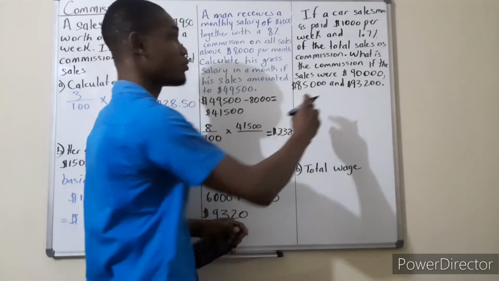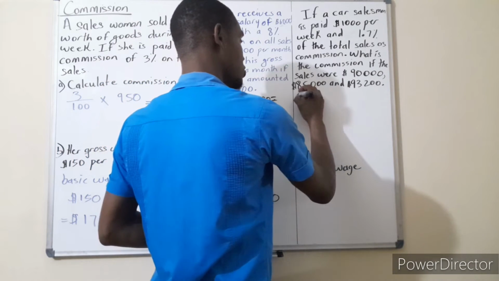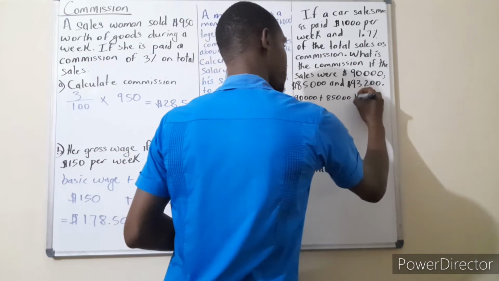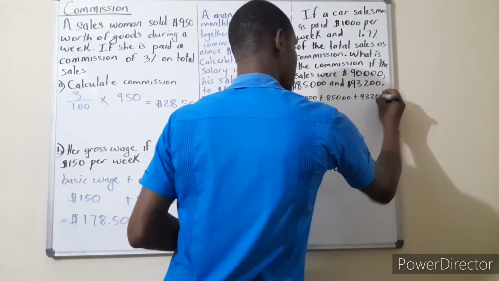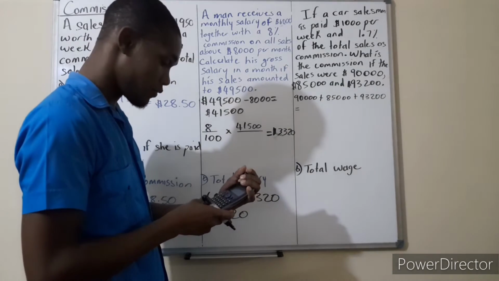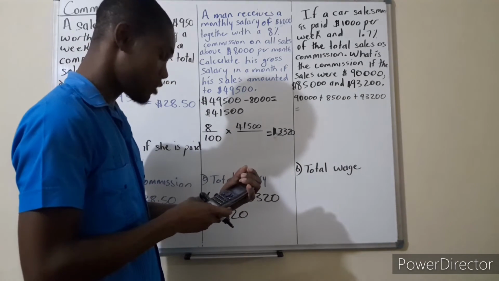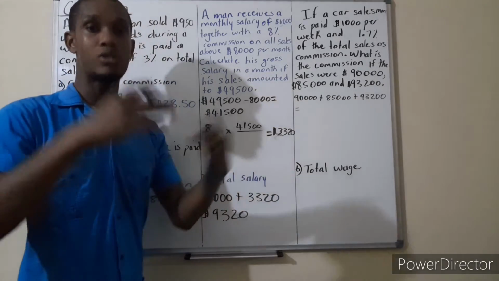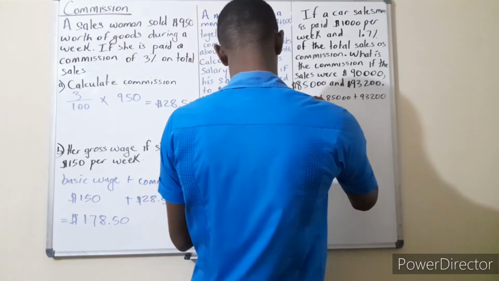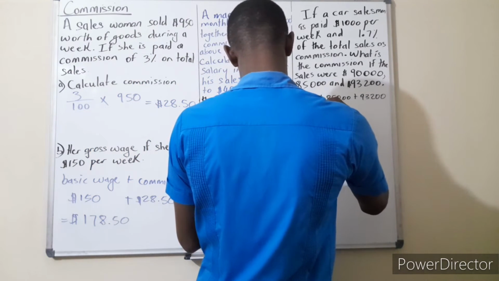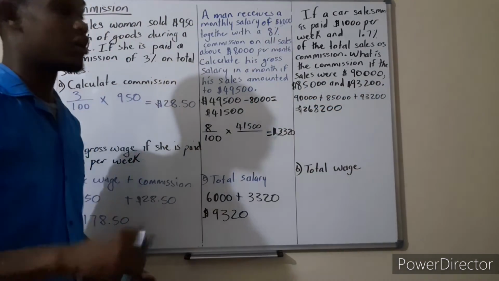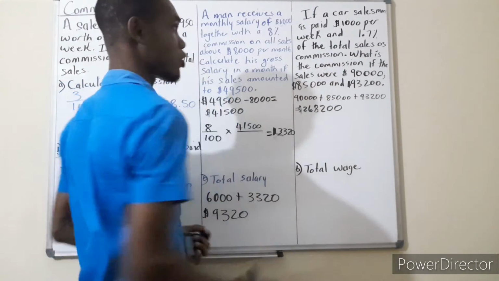So step one in this case would be to add all three amounts. So it would be 90,000 plus the 85,000 plus the 93,200. When you add them, that would give you the total sales that this person would have made for the entire duration. And that would amount to $268,200. So that's the total sales. Now, the question says, what is the commission?